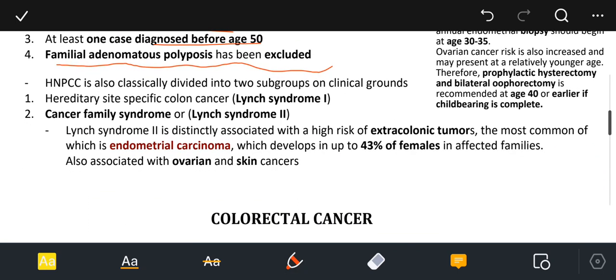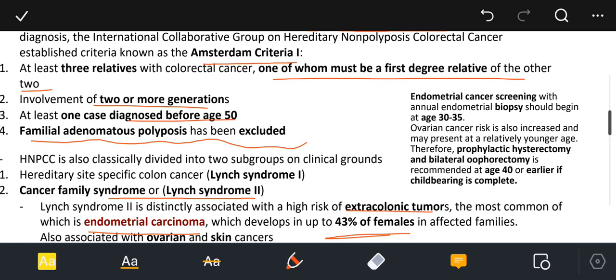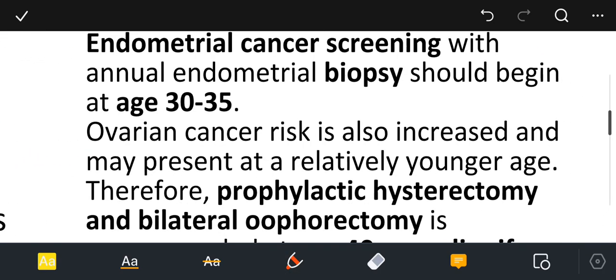HNPCC is also classically divided into 2 subgroups on clinical grounds: hereditary site-specific colon cancer, that is Lynch syndrome 1, and the cancer family syndrome, that is Lynch syndrome 2. Lynch syndrome 2 is associated with a high risk of extracolonic tumors, the most common of which is endometrial carcinoma, which develops in up to 43% of the females in affected families. It is also associated with ovarian and skin cancer.